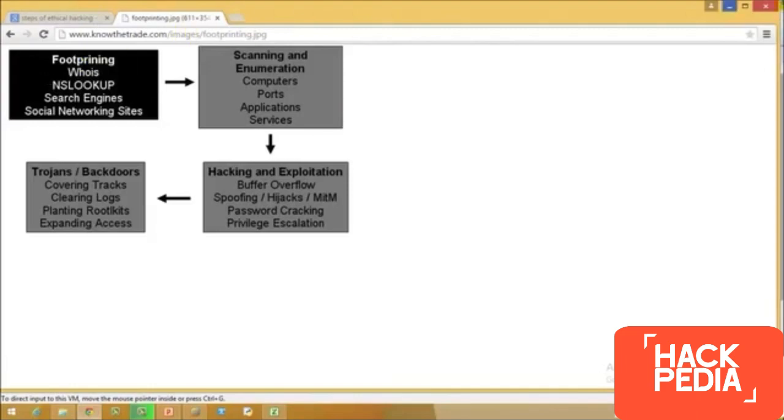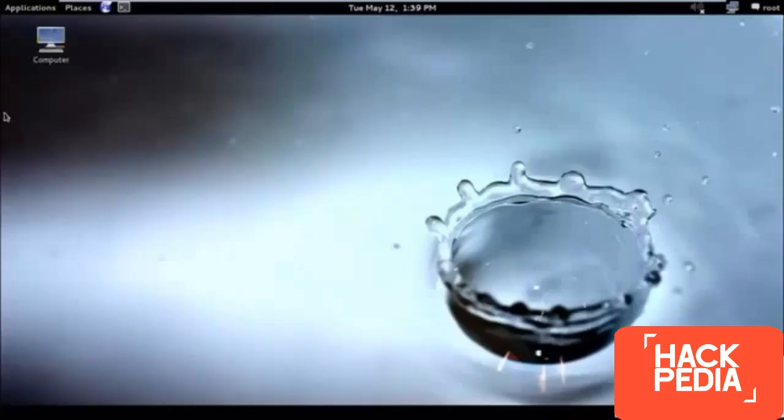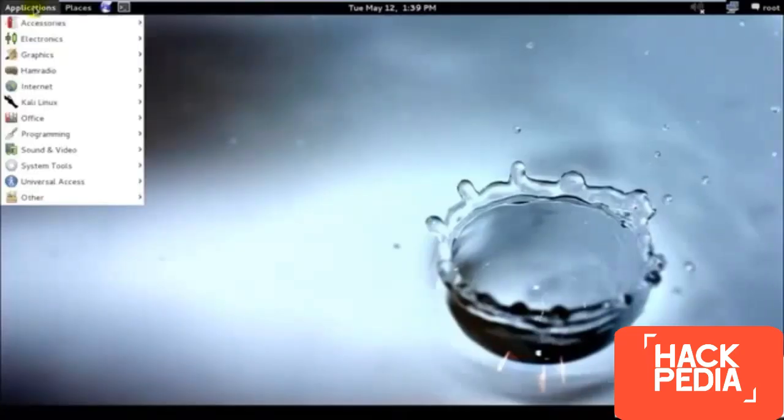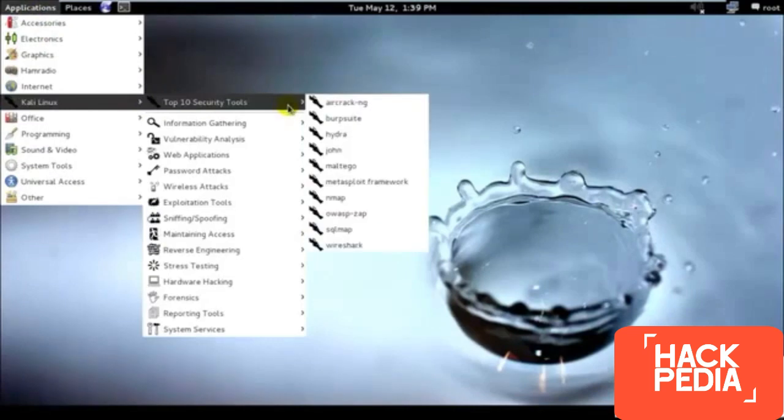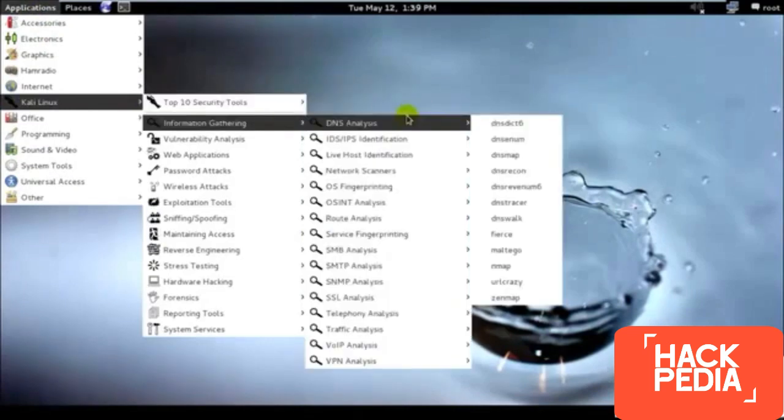So let's take a first look at Footprinting. I'll just go ahead and show you. Let's take a look at what Footprinting tools we have, and after that I will explain to you what Footprinting is. So let's check. Okay, we should be okay here.